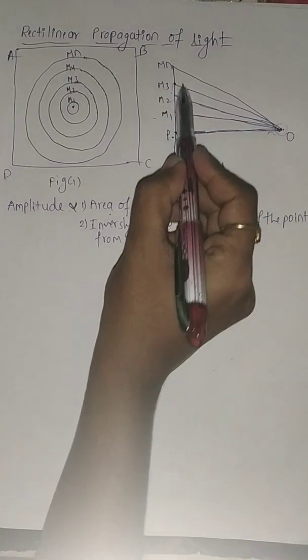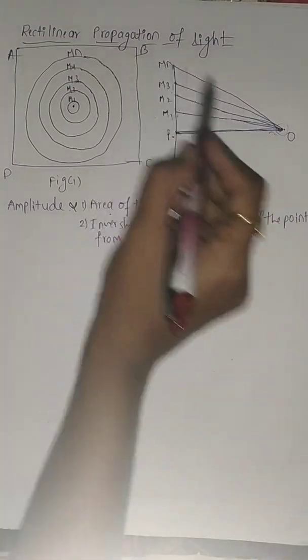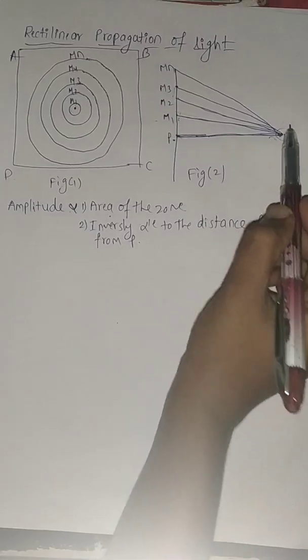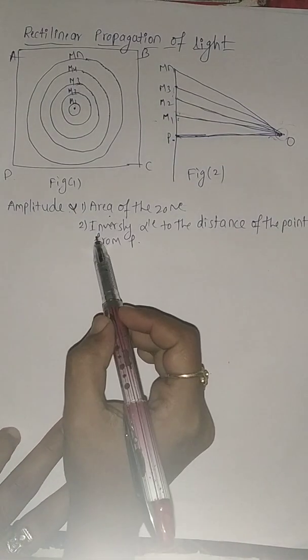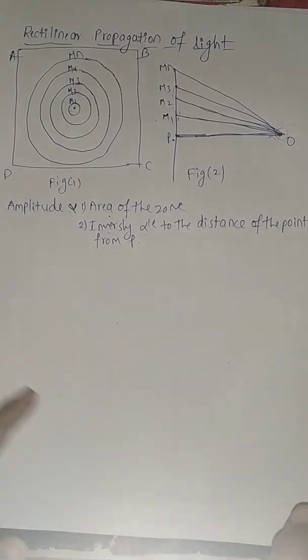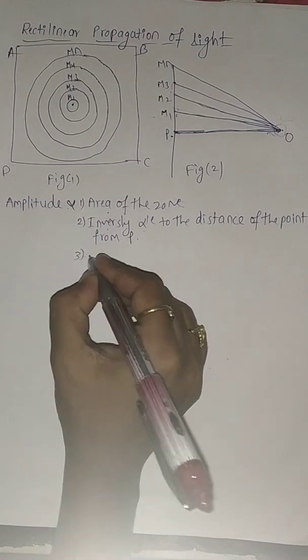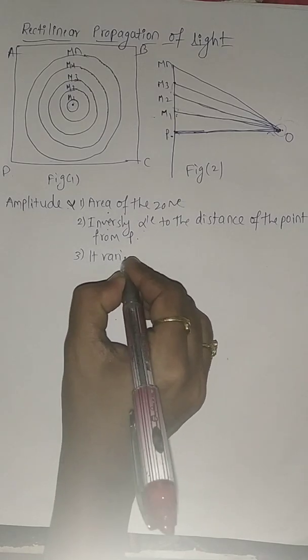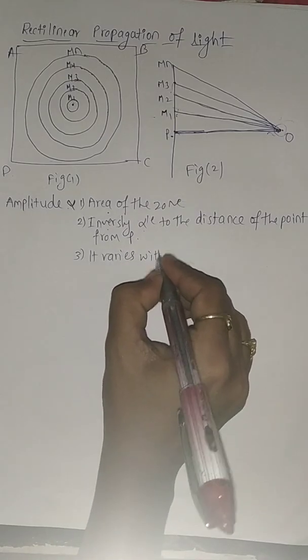As we go away from the bulb, the light intensity goes on decreasing. That intensity is nothing but what we call the amplitude. So as the distance goes on increasing, the amplitude or the intensity at O goes on decreasing. That's what I said: it is inversely proportional to the distance. And the third thing, it varies with the obliquity factor.